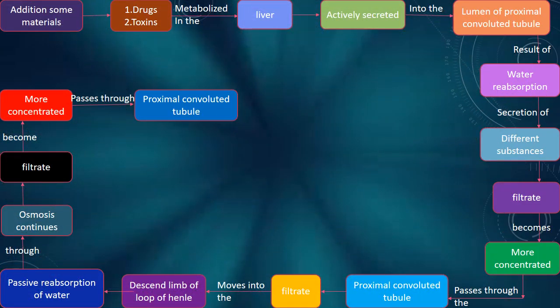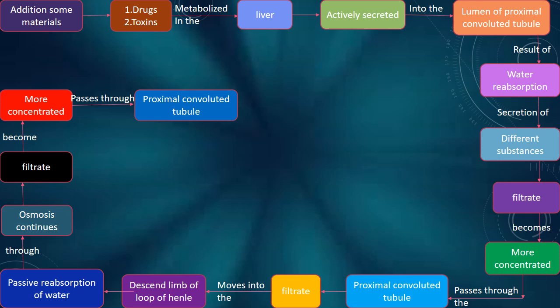In addition, some materials, drugs, and toxins metabolized in the liver are actively secreted into the lumen of the proximal convoluted tubule. As a result of water reabsorption and secretion of different substances, the filtrate becomes more concentrated.